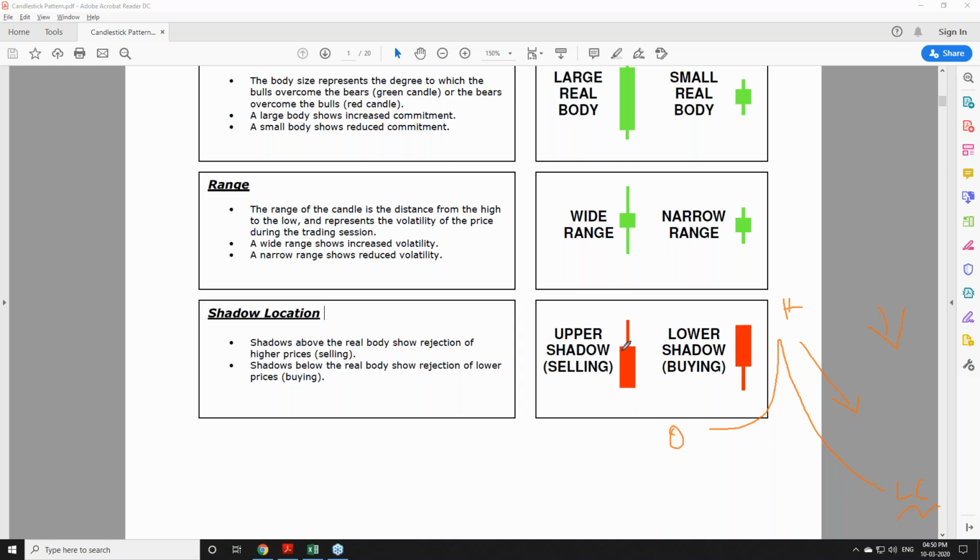So when you see a candlestick pattern with an upper shadow, this represents selling, and when you see a candlestick with a lower shadow, this represents buying. However, we have to confirm this with different indicators. Based on this, I'll give you a clear explanation of the candlestick varieties and types, the pin bar candlesticks. I'll give you more details on that.